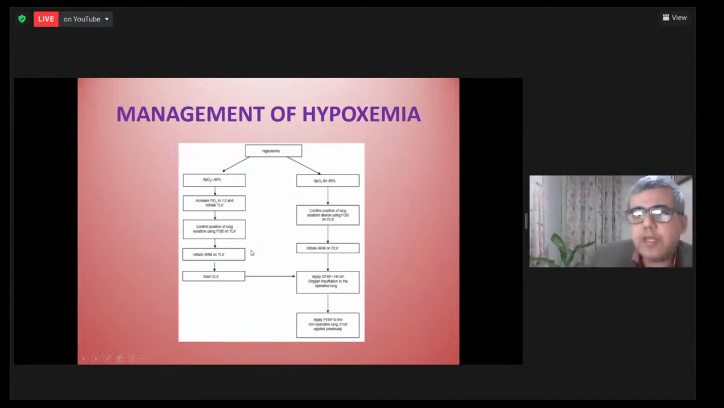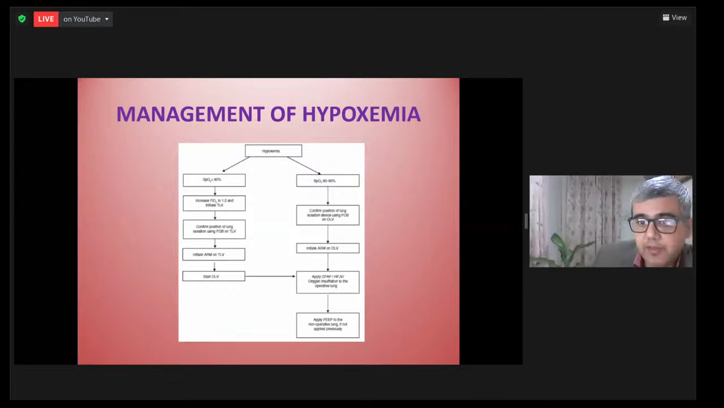Now, how do you deal with hypoxemia when your patients are undergoing video-assisted thoracic surgery? The basic principles again remain the same. If the patient develops intraoperative hypoxemia, the first thing is you have to check the position of your double lumen tube, whether it is adequately placed or not. If you confirm that the DLT is adequately placed, then you go to the other steps such as initiating an artificial recruitment maneuver. Or if that also does not suffice, you may apply PEEP to the ventilated lung and CPAP to the operative lung.